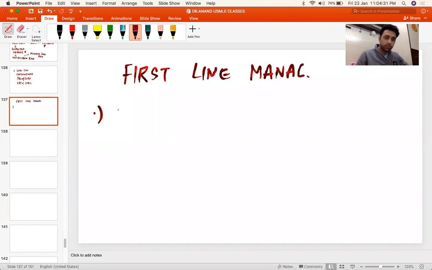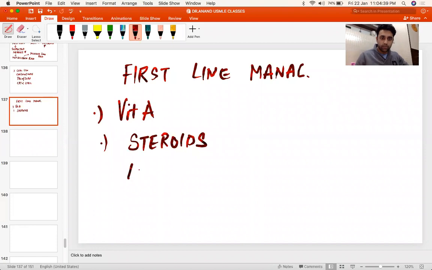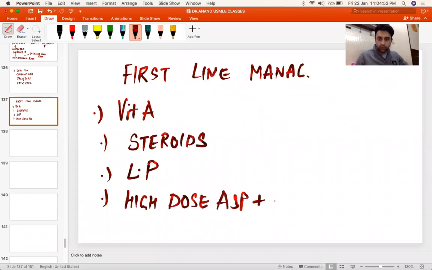The options are: number one, you want to give vitamin A. Two, you want to give steroids. Three, you want to do a lumbar puncture, LP. And four, you want to give high-dose aspirin plus intravenous immunoglobulin. So anyone?